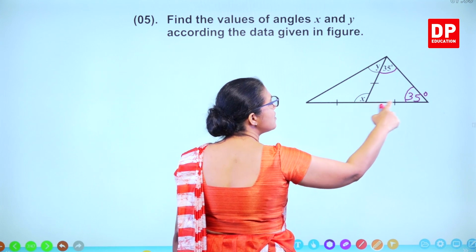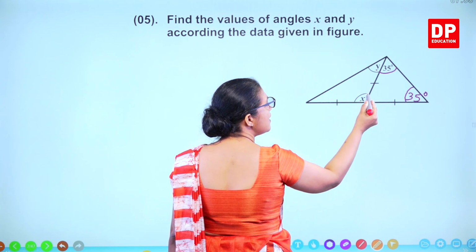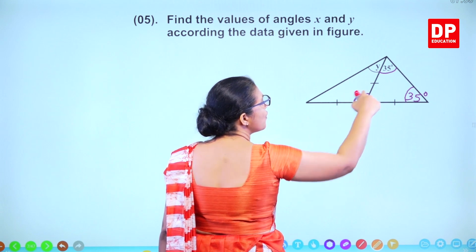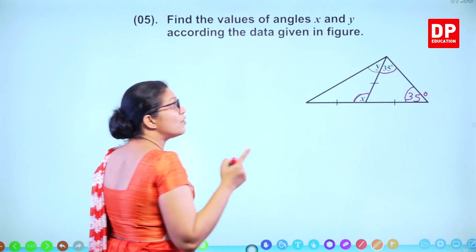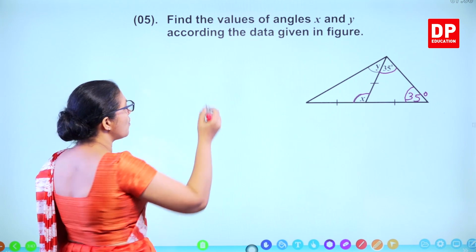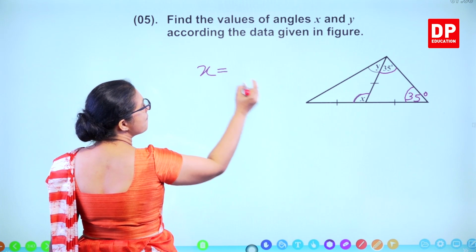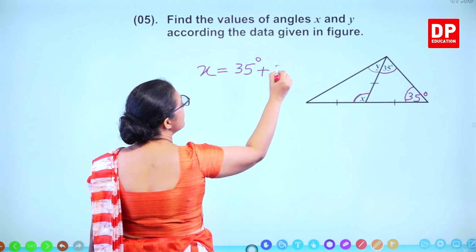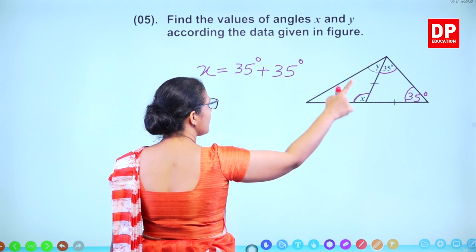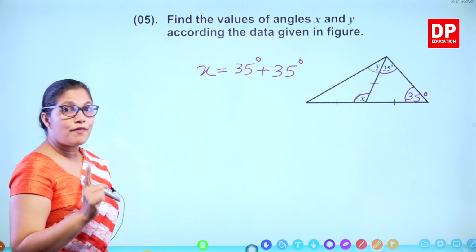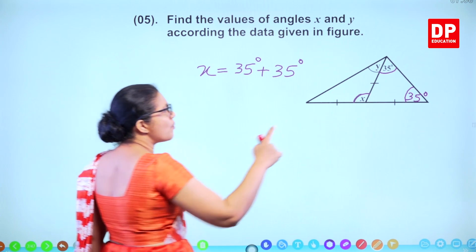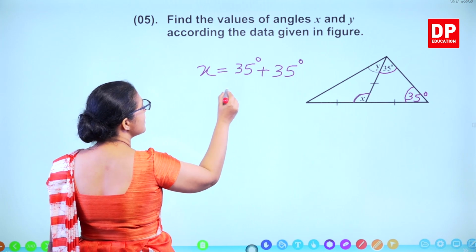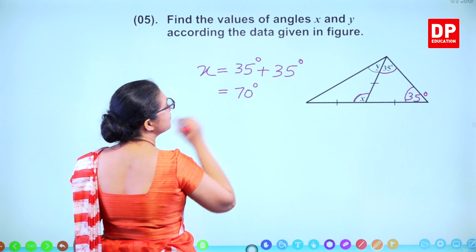Then can you see, in this triangle, this is the exterior angle. So x is equal to 35 plus 35. What's the rule? The exterior angle of a triangle is equal to the sum of the opposite interior angles. So x is 70 degrees.